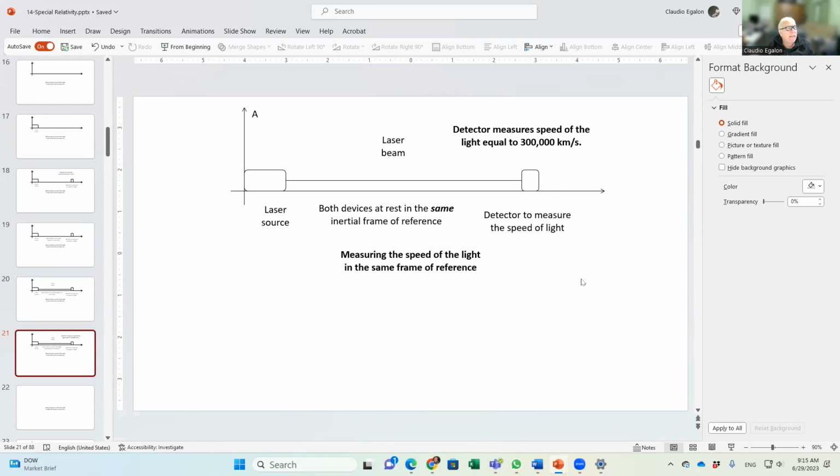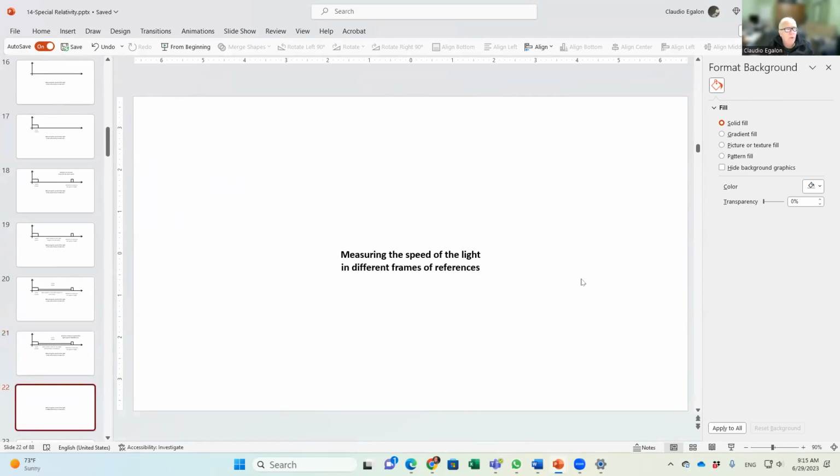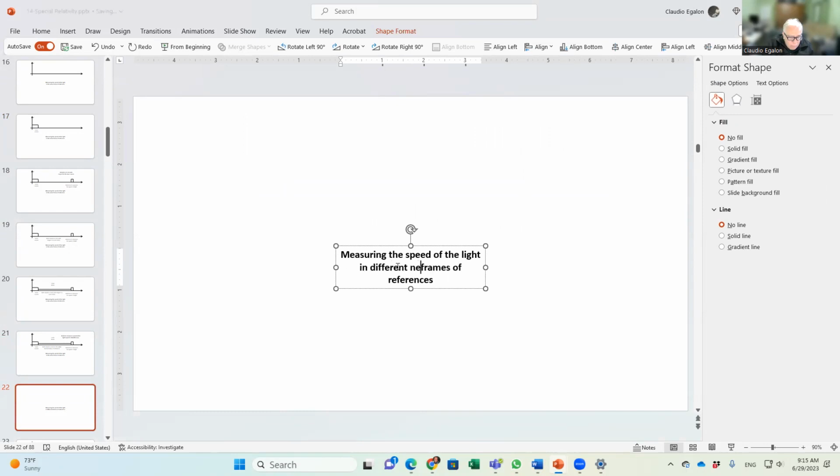And now we are going to repeat the experiment in a different way. That's the type of experiment that has been done over and over again. And that's exactly what Michelson and Morley were doing with the interferometer at the time. Now we are going to repeat the experiment in different frames of reference. But the frames of reference are still inertial, different inertial frames of reference.